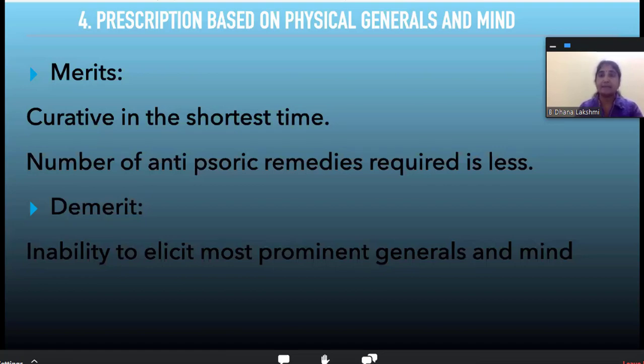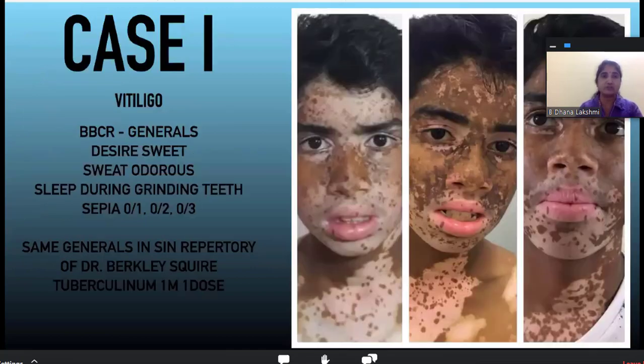He worked out the case, and the case had very few symptoms. There were no symptoms at all, no change in state of health. The boy was presenting only with the vitiligo per se, and we worked out on BBCR generals. We could not get any characteristic symptoms or a complete symptom, so we worked out on the generals available there.